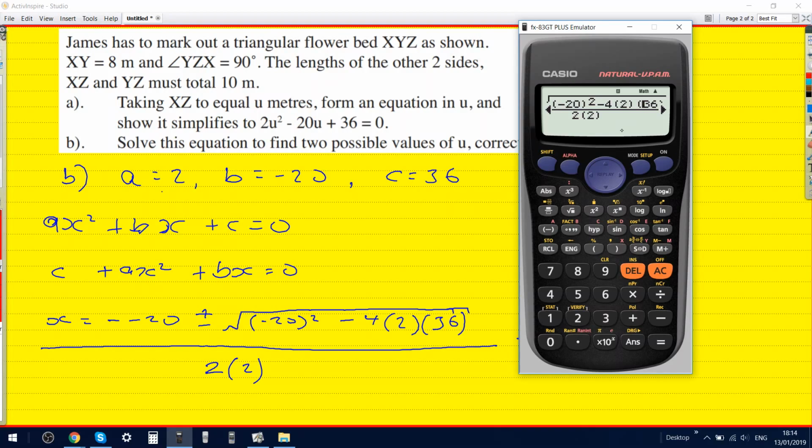Why is the minus 20 in a square root though? So that's just the formula. It's b squared minus 4ac. So b is minus 20. And minus 20 squared becomes positive 400. So it stops being a negative and becomes positive. Okay, yeah.